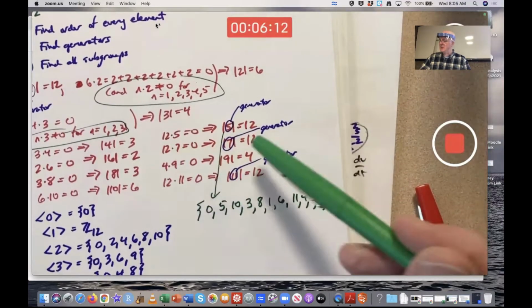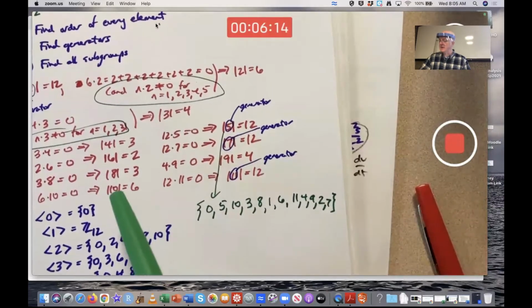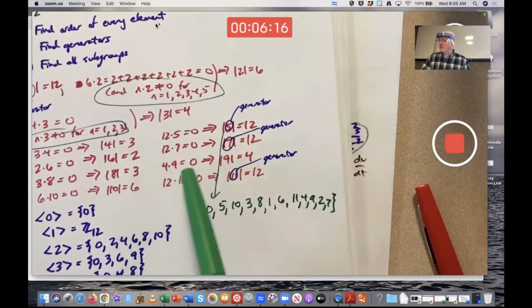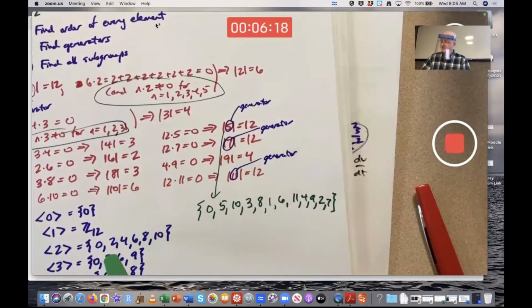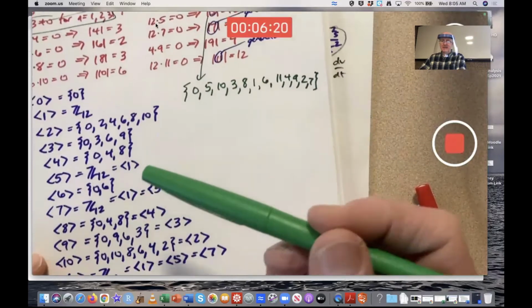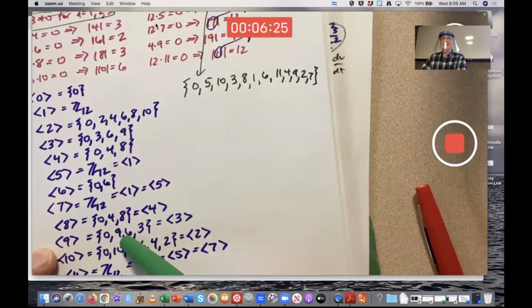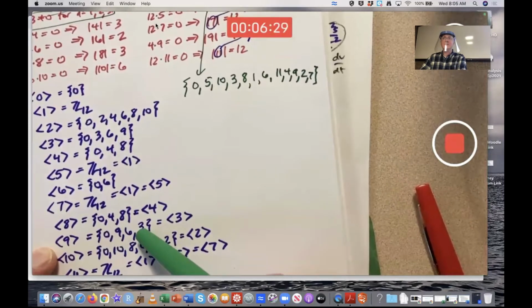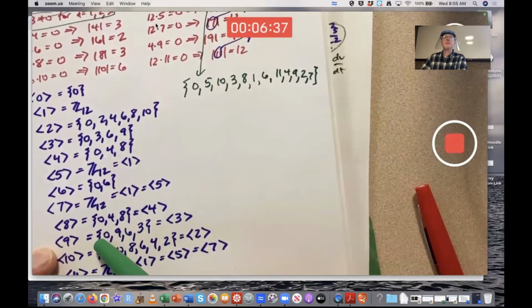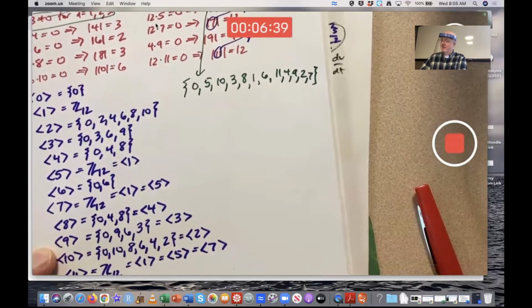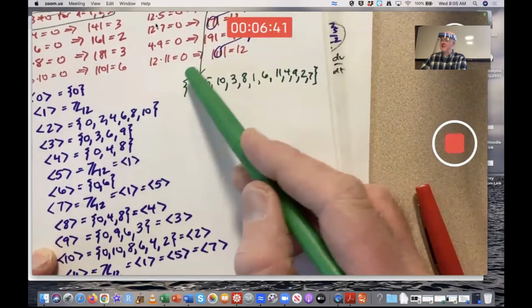Order of 6 is 2. Order of 7 is 12. 7 is a generator. Order of 8 is 3. Order of 9 is 4. The cyclic subgroup generated by 9: 0, 9. 2 times 9 is 18, mod 12 is 6. 3 times 9 is 27, mod 12 is 3. 4 times 9 is 36. 36 is divisible by 12. You're back to 0. Order of 10 is 6. Order of 11 is 12.